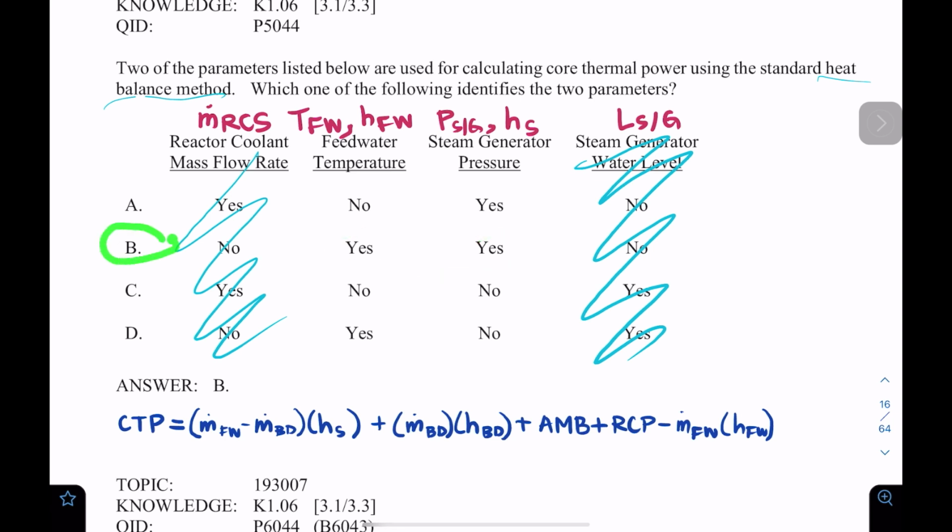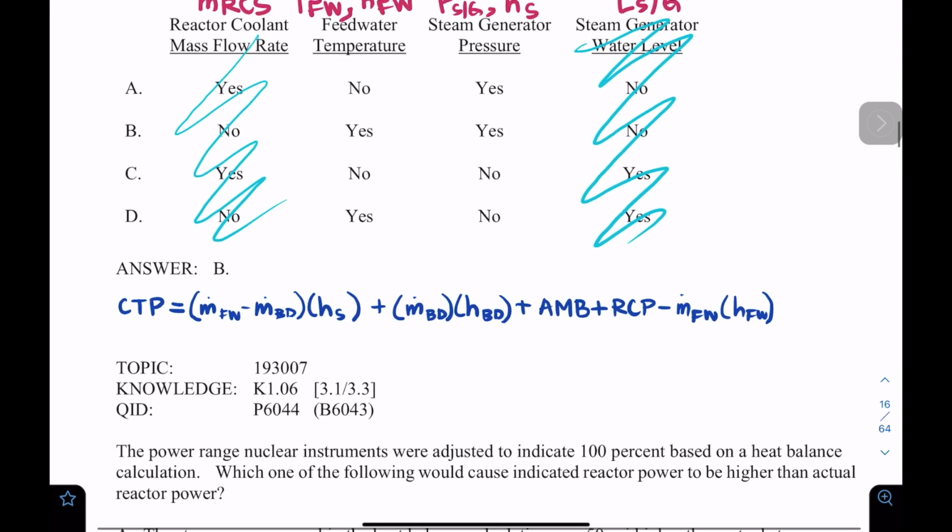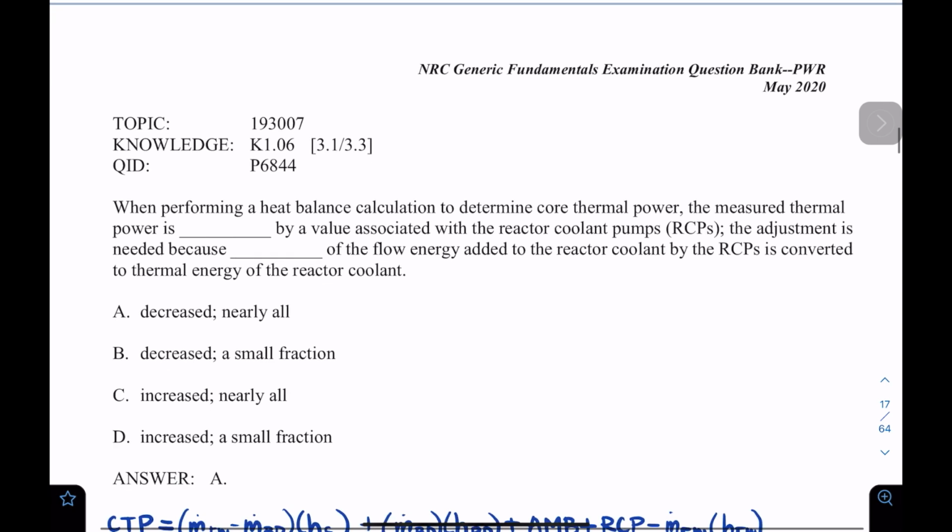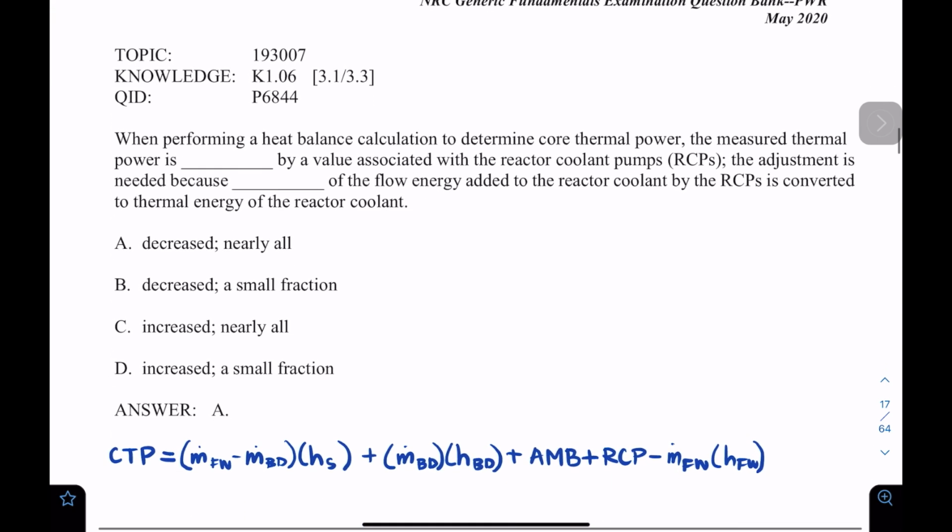So we know that the answer is going to be Bravo on that one. And everything else is going to be basically the same, except I want to go over one question, which is P6844, because everything else is going to be the same. This is the last one that we're going to review for this. So P6844, let's talk about this one.